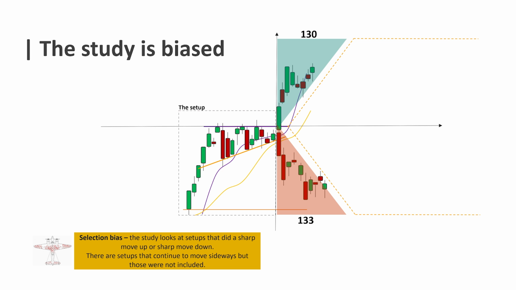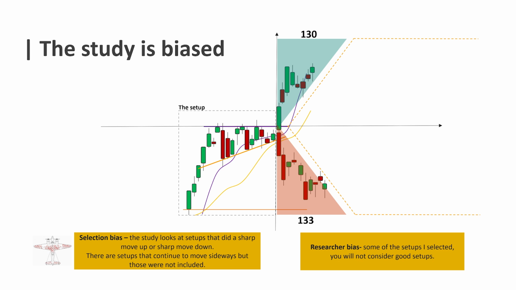Have in mind the study is biased. There is a selection bias. The study looks at setups that did a sharp move up or sharp move down. There are setups that continue to move sideways, but those were not included in this particular study. And there is a researcher bias. Some of the setups I selected you will not consider good setups.